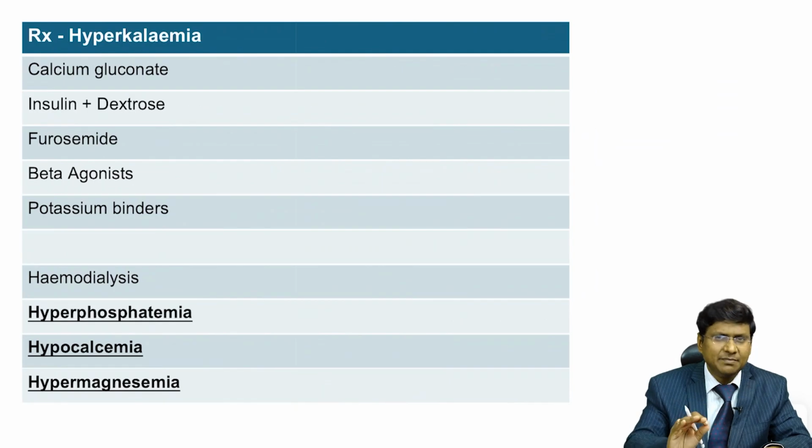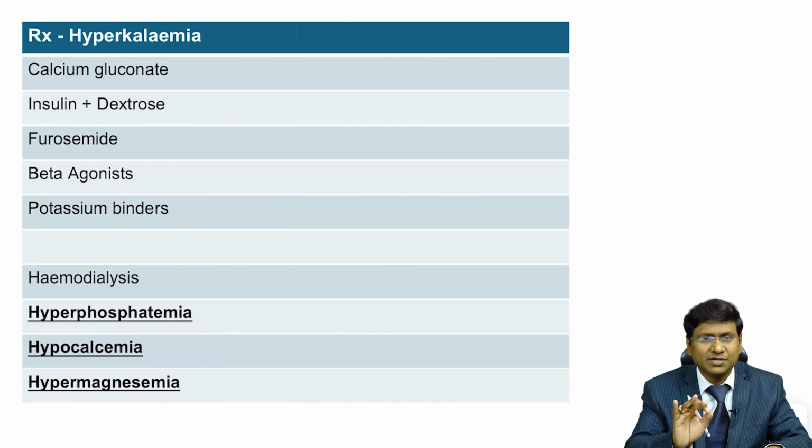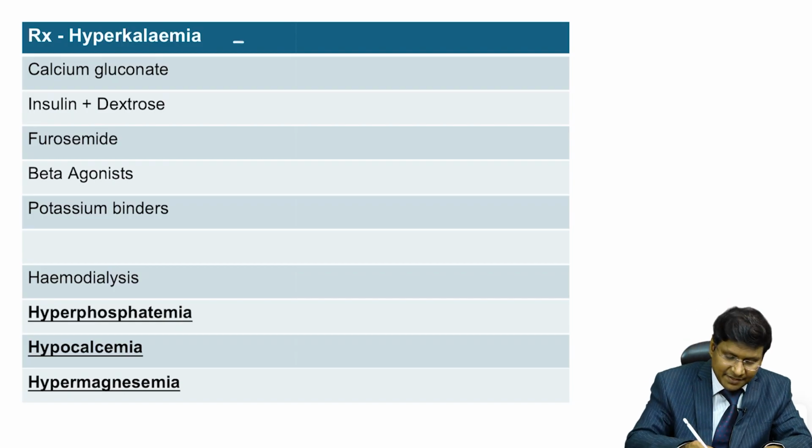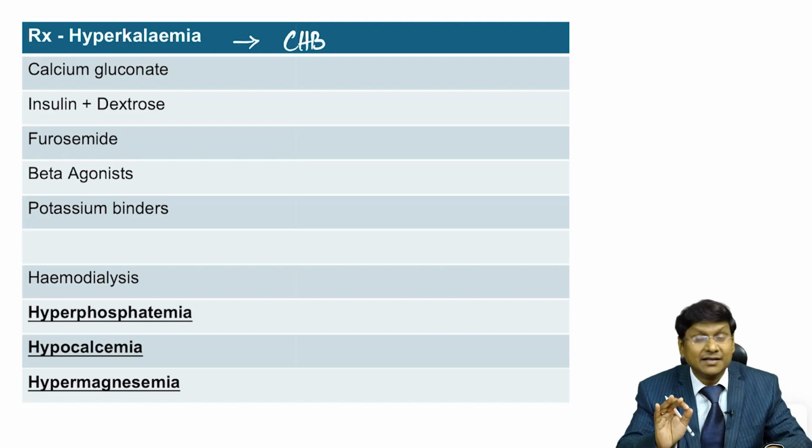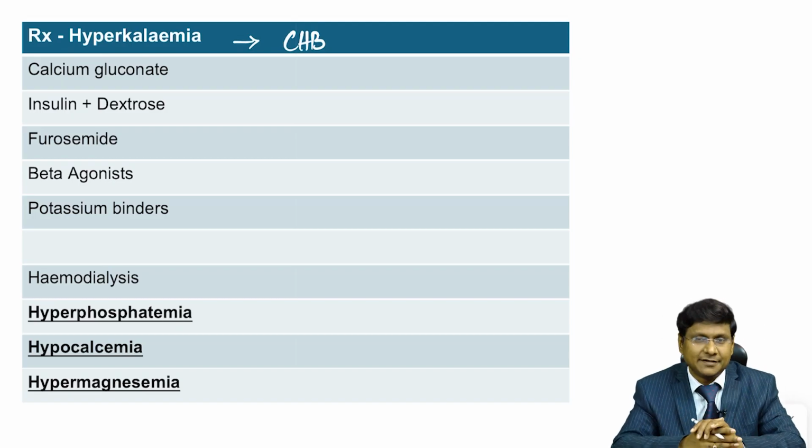And hyperkalemia is one of the dangerous electrolyte abnormalities in patients with chronic kidney disease. And this hyperkalemia will cause bradyarrhythmias, resulting in complete heart block, and cardiac arrest can occur.